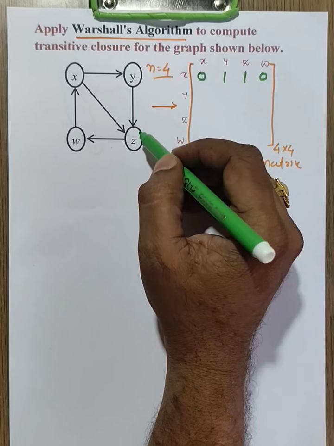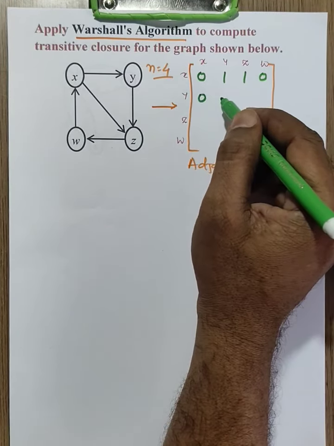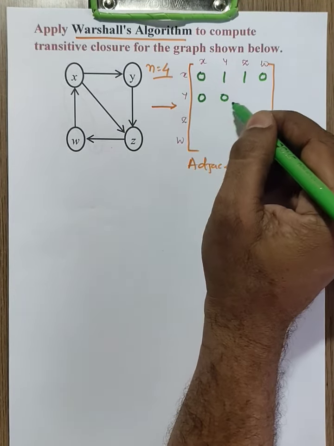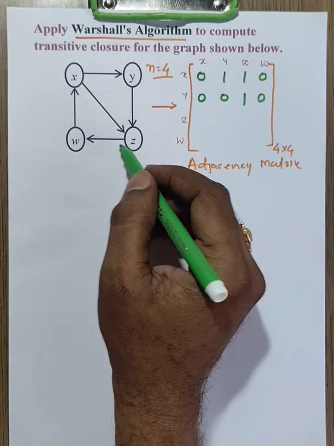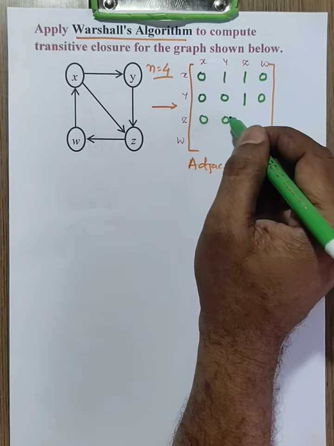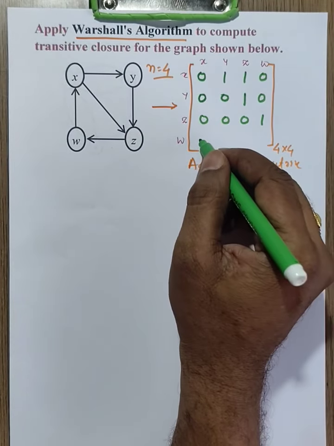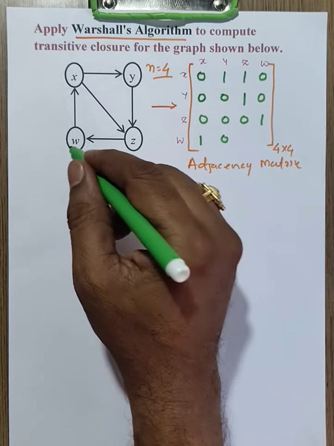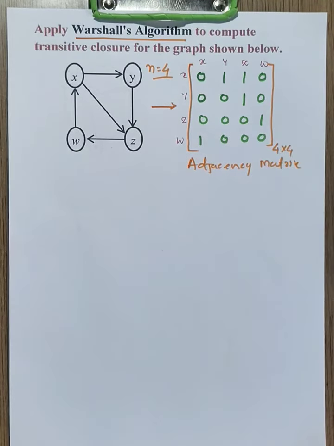Y to z, only one edge is there. Y to x is 0, y to y is 0, y to z is 1, y to w is 0. The next, z to w, only one edge is there. Z to x is 0, z to y is 0, z to z is 0, z to w is 1. Then w to x, only one edge is there. W to x is 1, w to y is 0, w to z is 0, and w to w is 0.